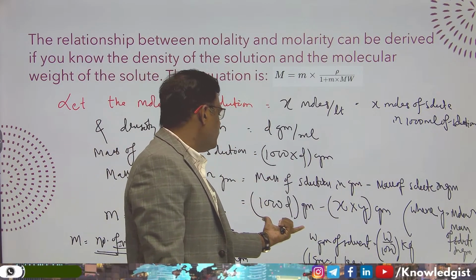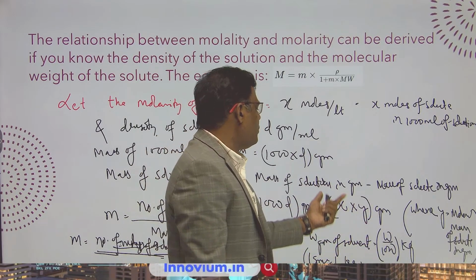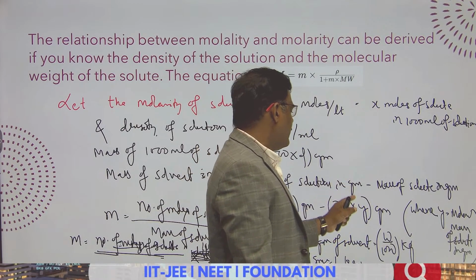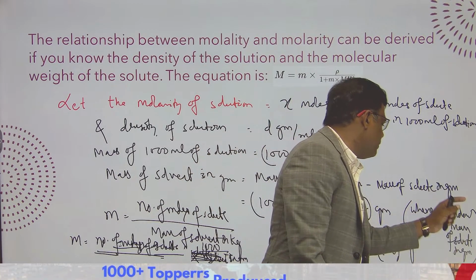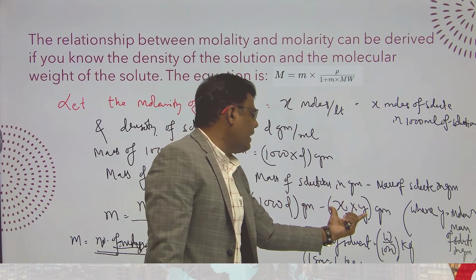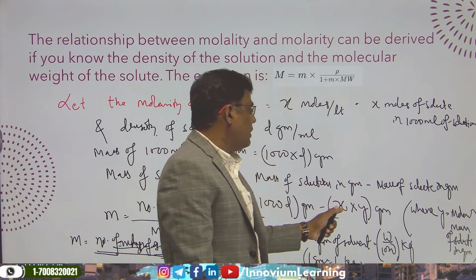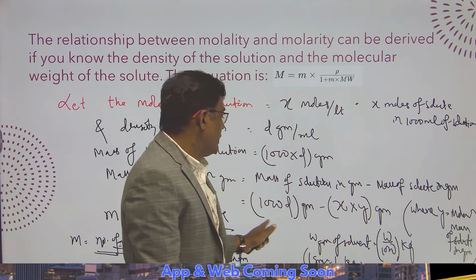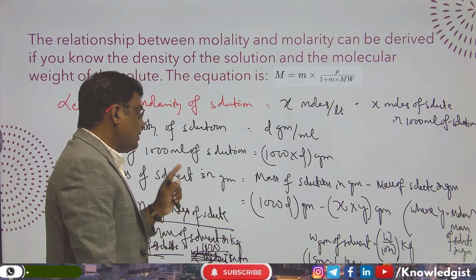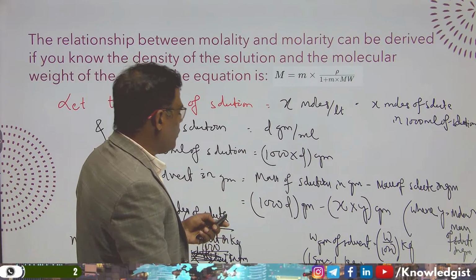Then this is your mass of solution, 1000 d gram, and this is xy gram. What is that xy? Here x is the number of moles of solute. Correct? y is the molar mass of solute in gram. Then this is the mass of solution in gram minus mass of solute, that is xy gram. And this result gives you the mass of solvent in gram. Now, if the solvent mass is in gram, then what is the expression for molality?